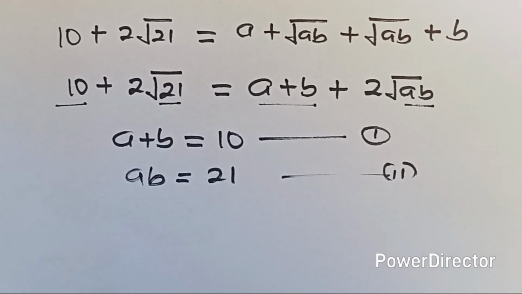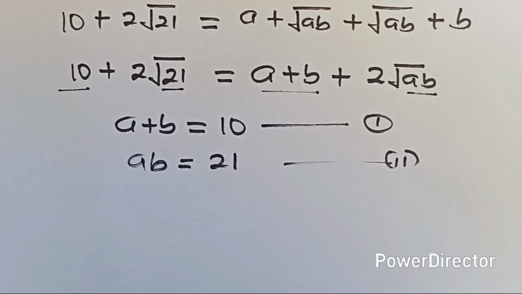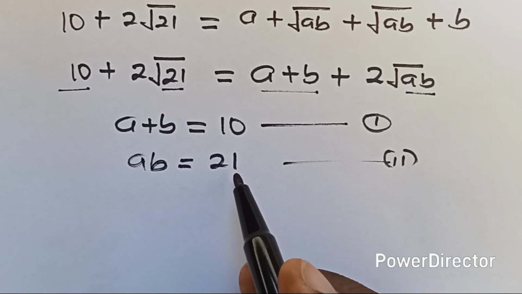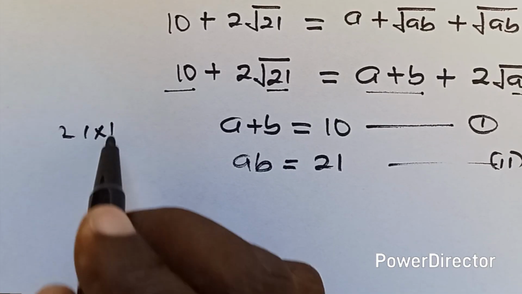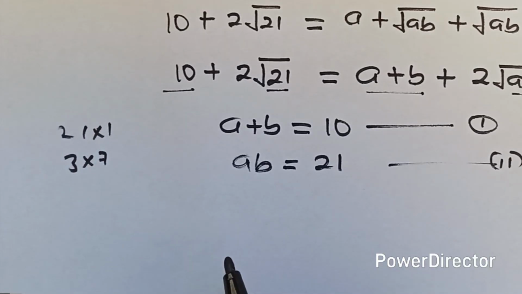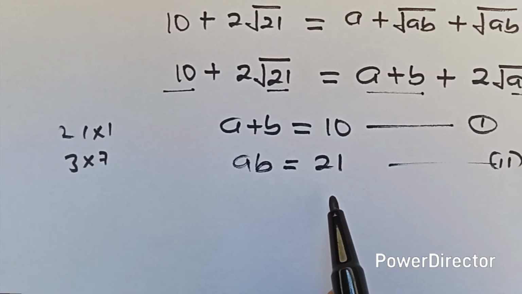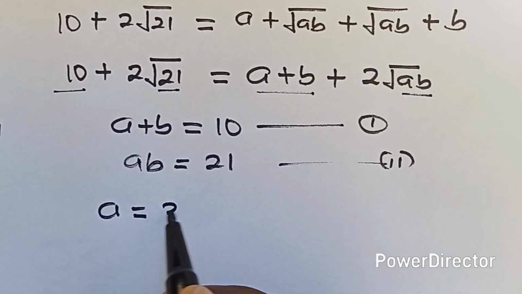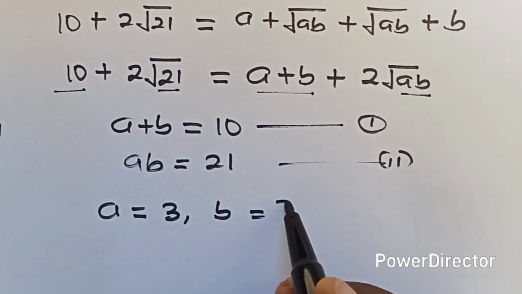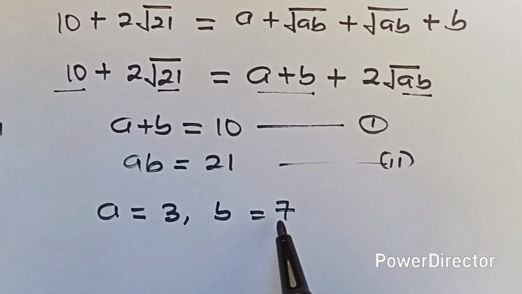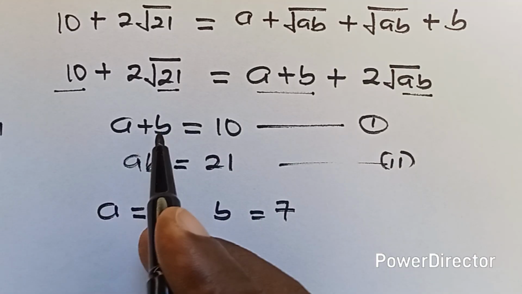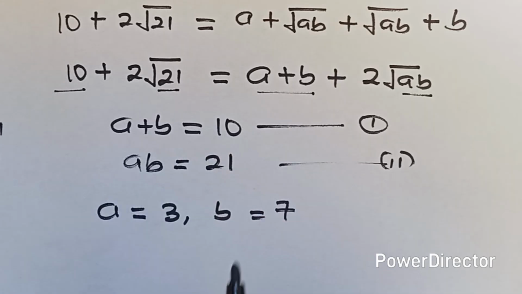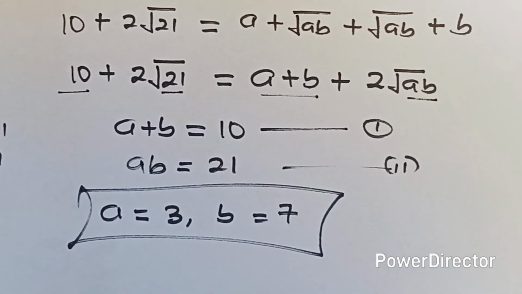All right, so now without solving this simultaneously, we can easily guess what a and what b is. Okay, now let's look at factors of 21. We have 21 times 1 and we have 3 times 7. Okay, so 3 times 7 will give us 21, and also 3 plus 7 will give us 10. That means that our a can be 3, while our b can be 7. Because 3 times 7 is 21, and a plus b, which is 3 plus 7, will give us 10. All right, so we know what a and what b is.